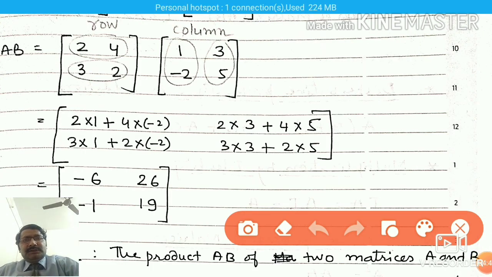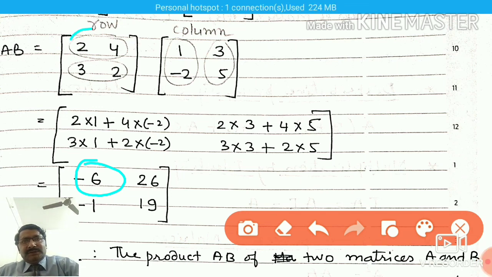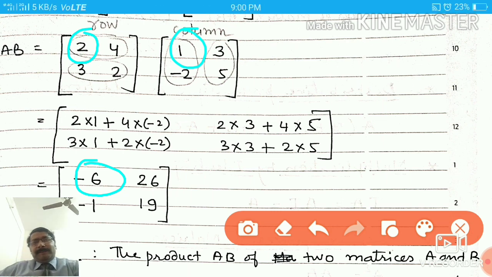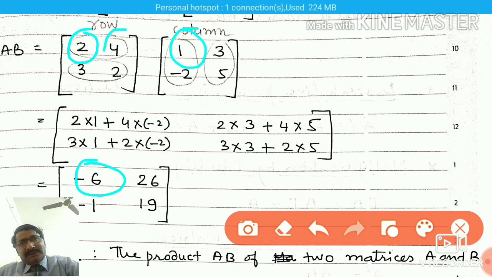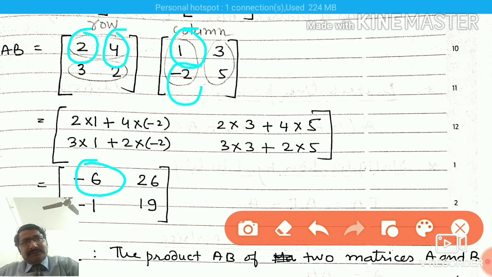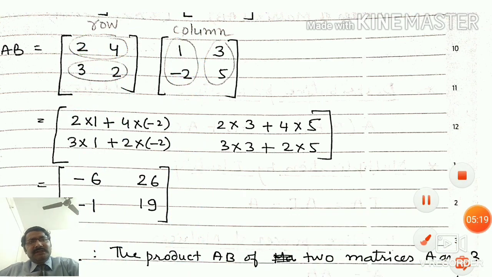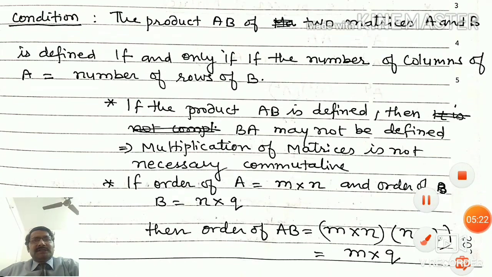Now look here, this first element, minus 6, how do we get it? We get minus 6 by multiplying the first element of the first row by the first element of the first column, plus the second element of the first row by the second element of the first column. Similarly, we get the others also. So there are rules that we have to follow. What are the conditions here? The first condition is here.